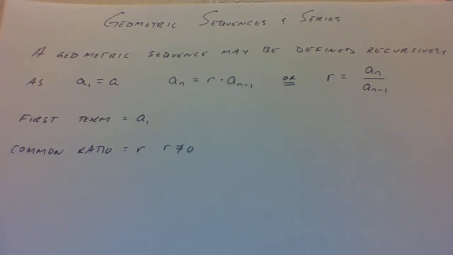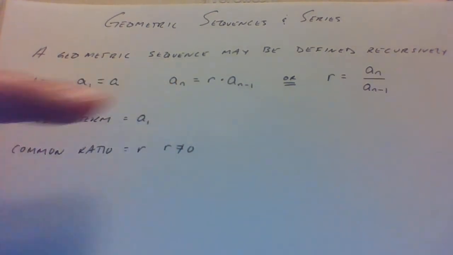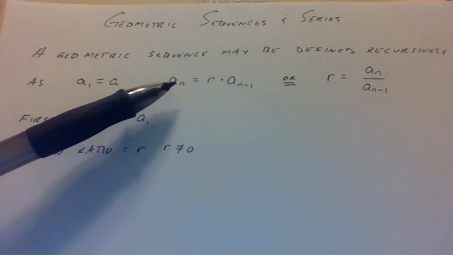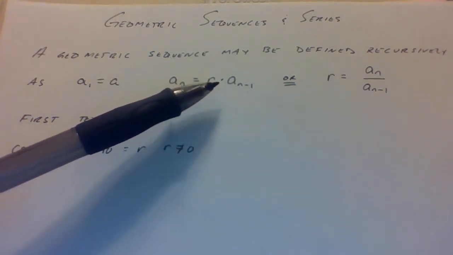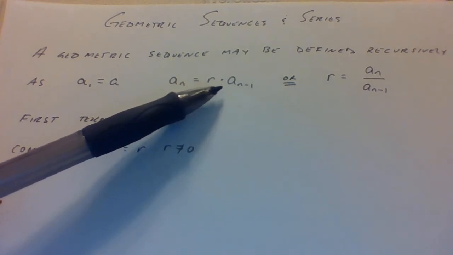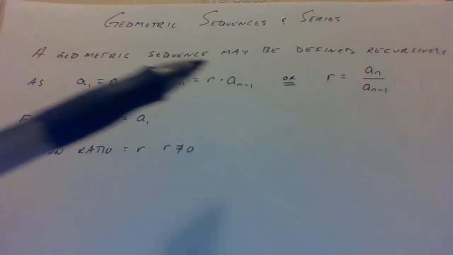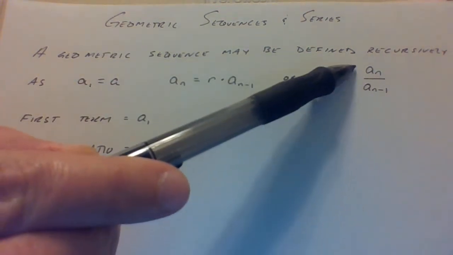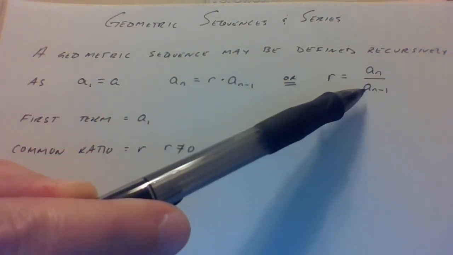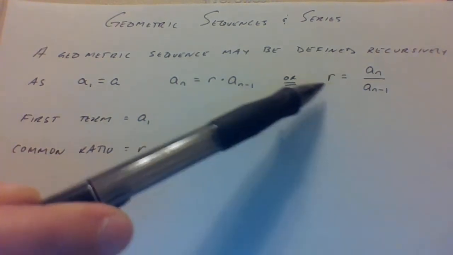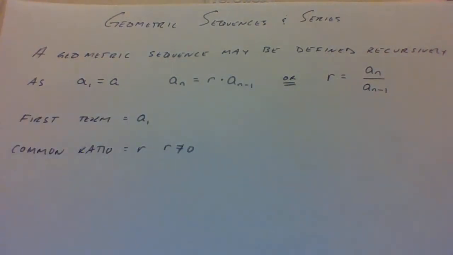And when we're looking at the recursive formulas here, you might see it written two different ways. This first one, we have a sub n equals r times a sub n minus 1. Or you can see it written so that you're dividing out these two terms, a sub n and a sub n minus 1. And when we divide those two terms out, we're going to get our common ratio.